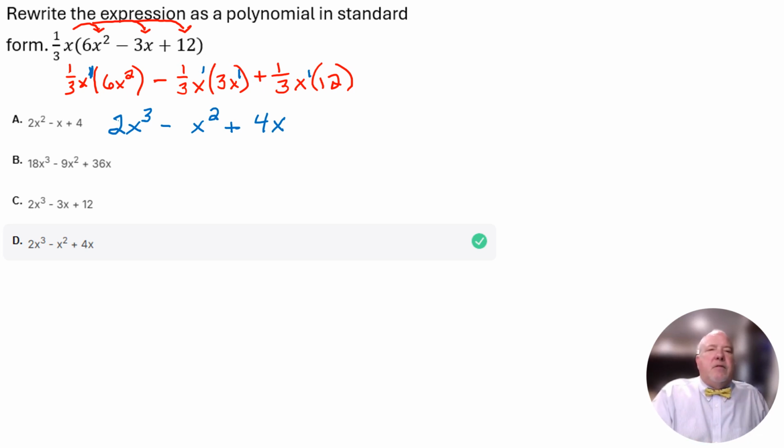And just to quickly point out, it said write your answer in standard form. So in standard form, you have whatever the highest exponent is first, and then it decreases. So we go from an exponent of 3 to 2 to 1. So that's in standard form.